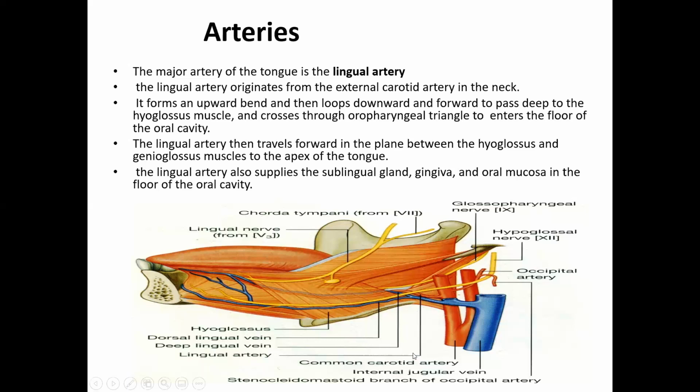Here you can see the deep lingual vein and the dorsal lingual vein. The deep lingual vein begins at the apex of the tongue. It runs posteriorly beside the lingual frenulum to join the sublingual vein.